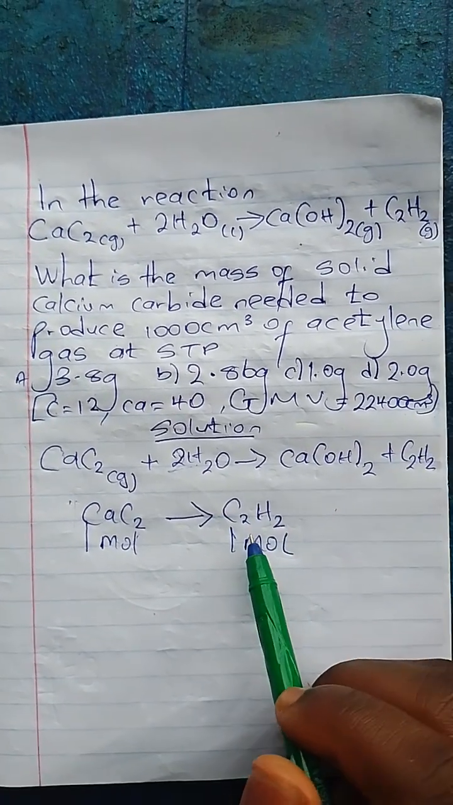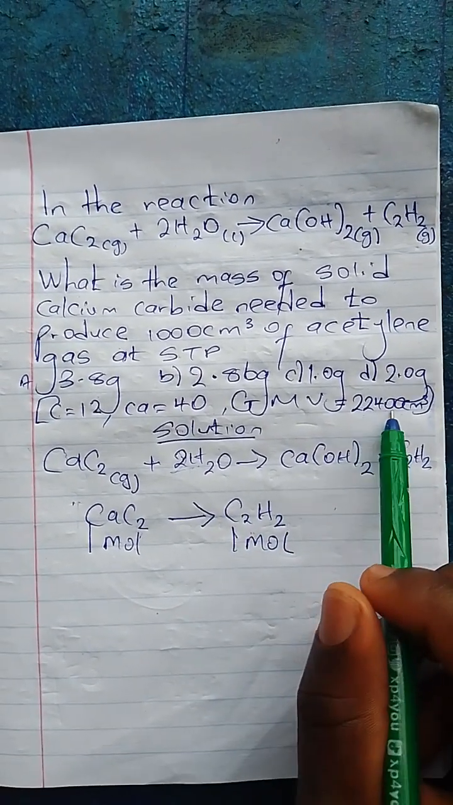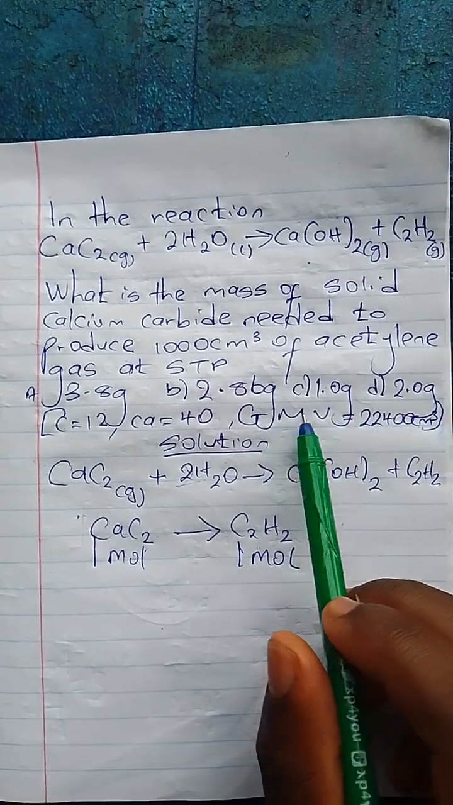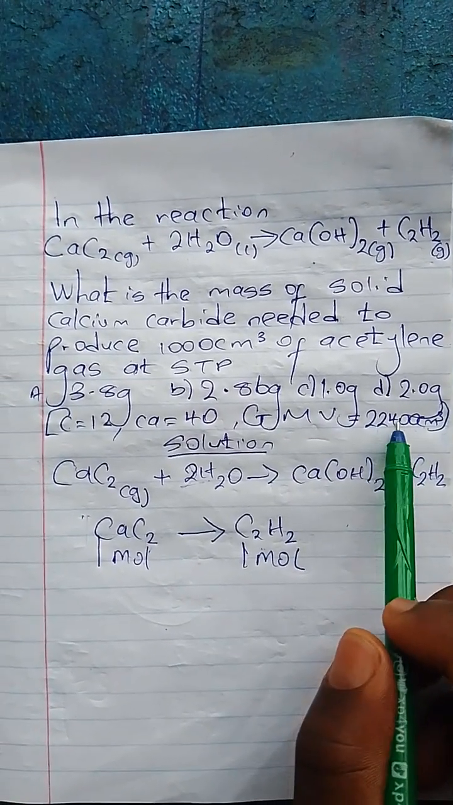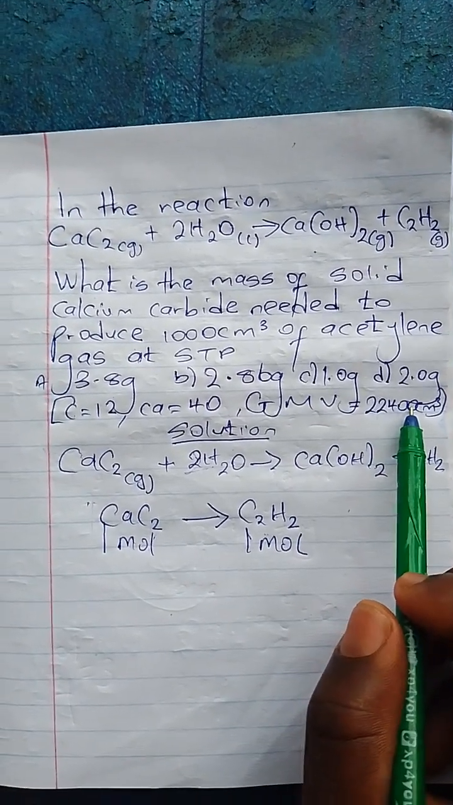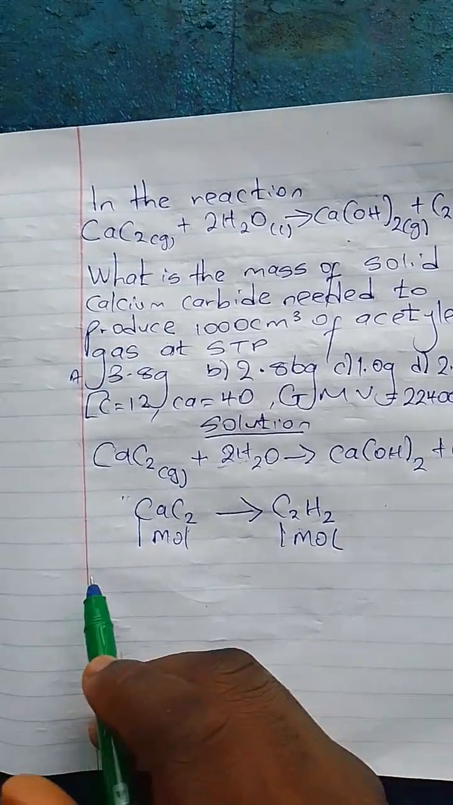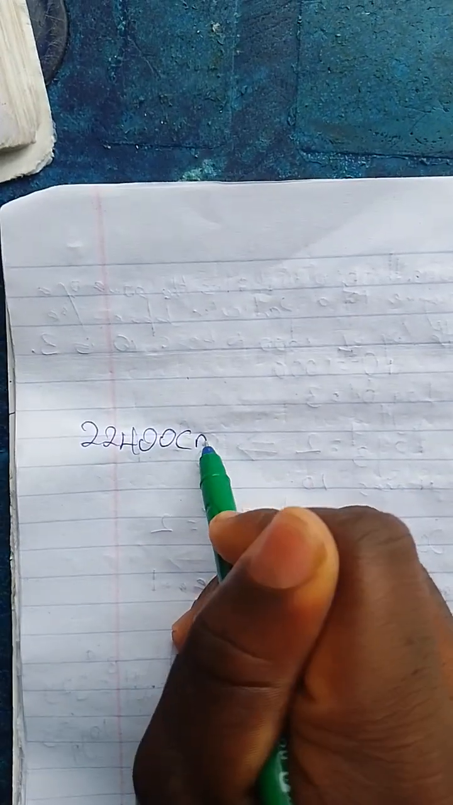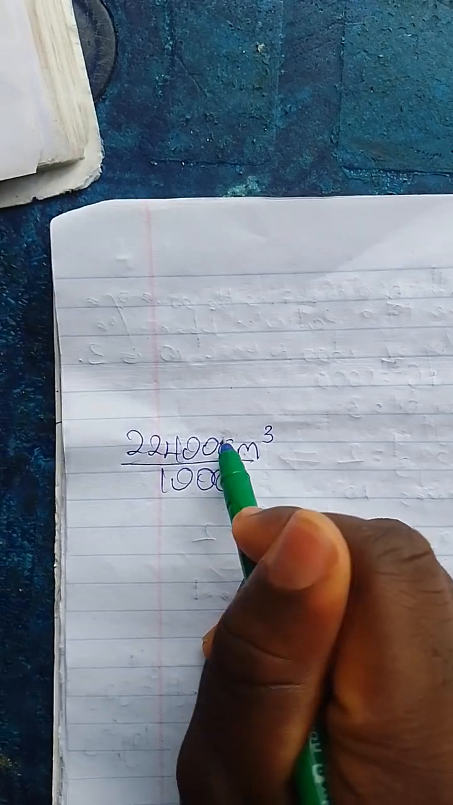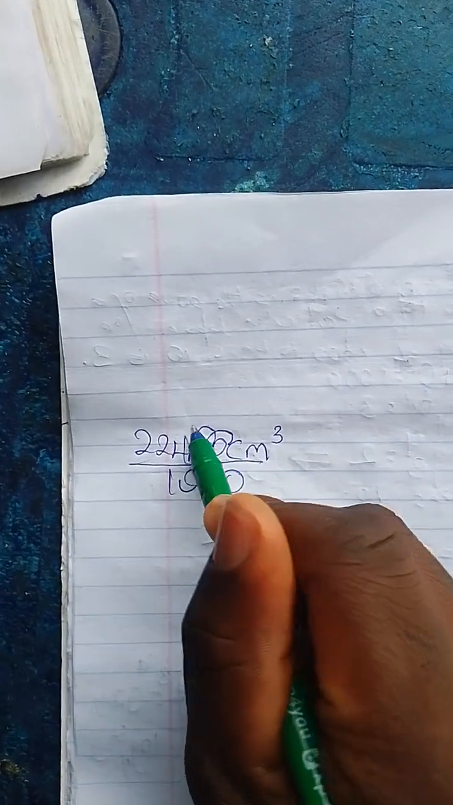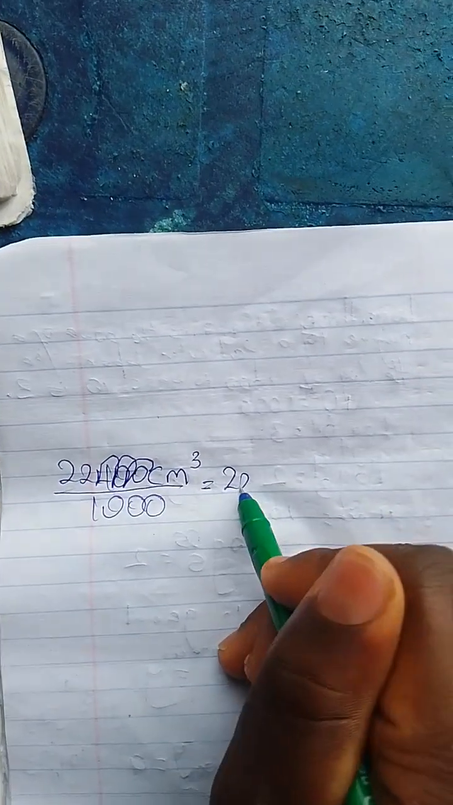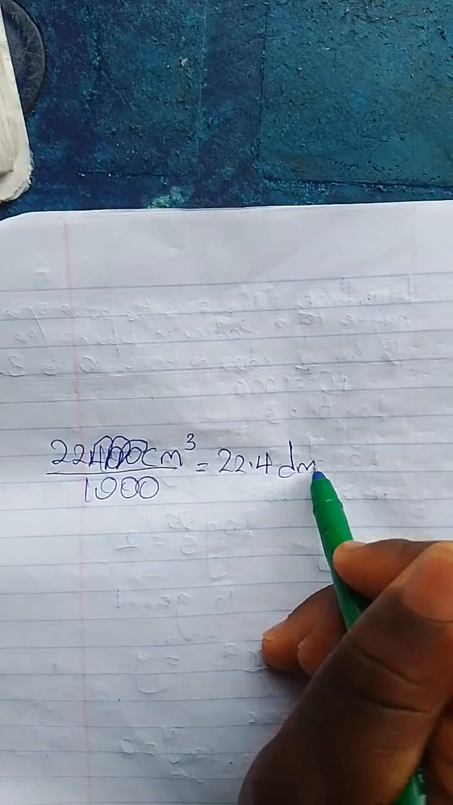Now we can say that in 1 mole of a gas, we have 22,400 cm cube. That is the gram molar volume. But we are going to convert this cm cube to dm cube. Let's convert 22,400 cm cube at this other side. So just follow me to the end. You will understand. Divided by 1000. If I move the decimal 1, 2, 3 places, therefore I have 22.4 dm cube.